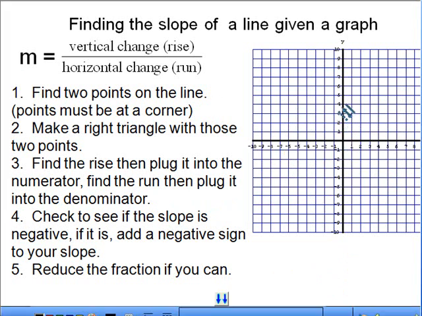Let's do another one right here. Let's find 2 points. There's a point right here. There's a point right here. How do we move from this point to this point? We're going to go down 4: 1, 2, 3, 4. So that's -4. And we're going to run 1, 2, 3, 4, 5. So our slope is going to be -4/5. So that's how you find the slope if they give you a line on a graph.